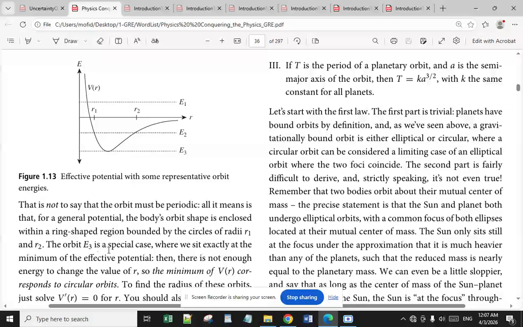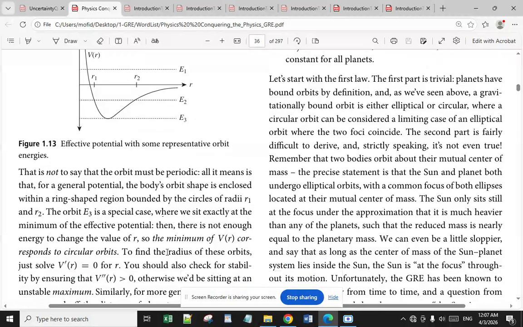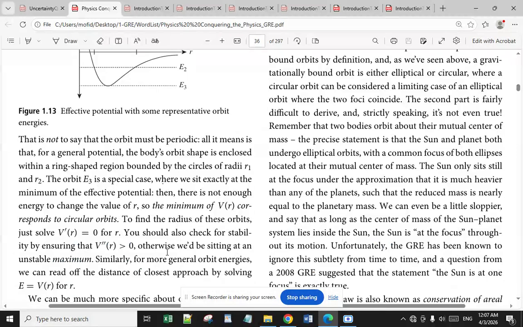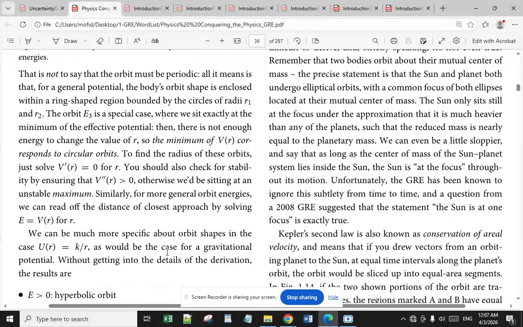The orbit E3 is a special case where we sit exactly at the minimum of the effective potential. Then there is not enough energy to change the value of r, so the minimum of V(r) corresponds to circular orbits. To find the radius of these orbits, just solve V prime of r equal to 0 for r. You should also check for stability by ensuring that V double prime of r is greater than 0. Otherwise, we would be sitting at an unstable maximum.